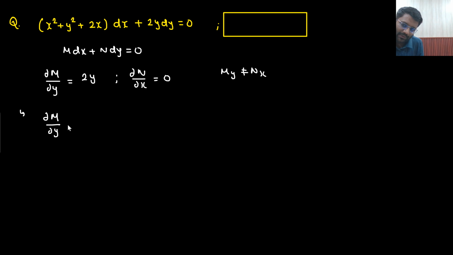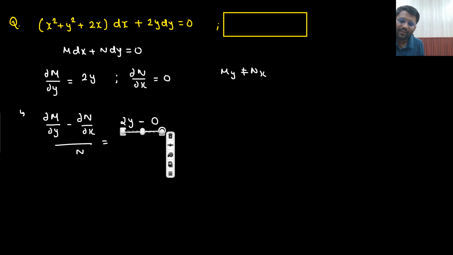Partial differentiation of M with respect to y divided by N. What answer are you getting? Partial differentiation of M with respect to y would be 2y, minus partial differentiation of N with respect to x, that would be 0, divided by N. What is your N? N is nothing but 2y. So what are you getting? 2y by 2y. What is that? That is 1 only. You expected it to be a function of x. Yes, it is a function of x. Although it is a constant, it is a function of x, no?